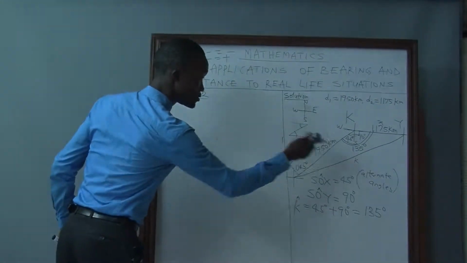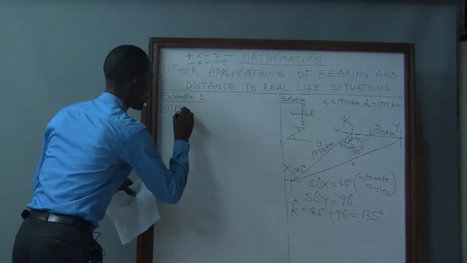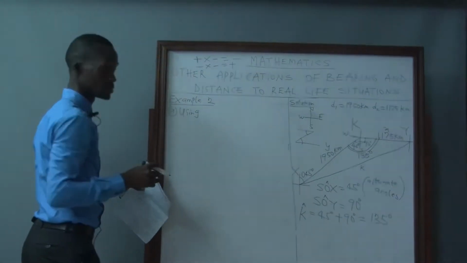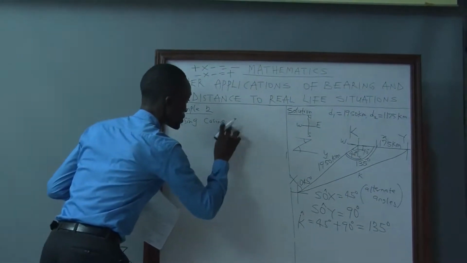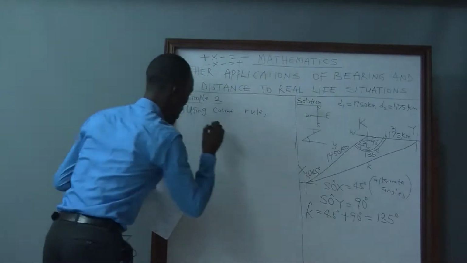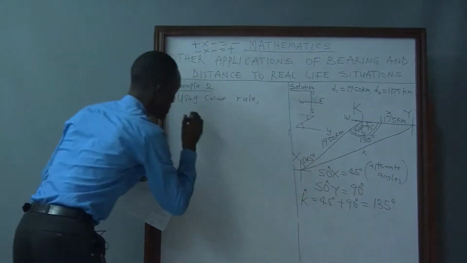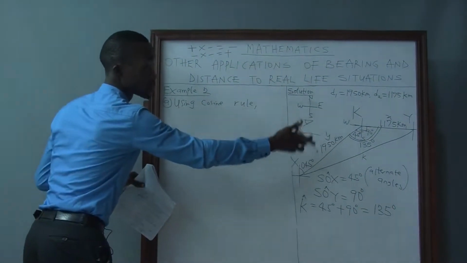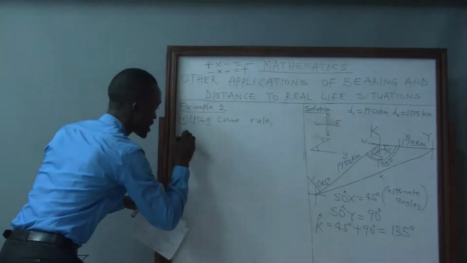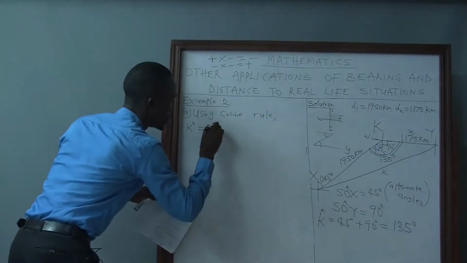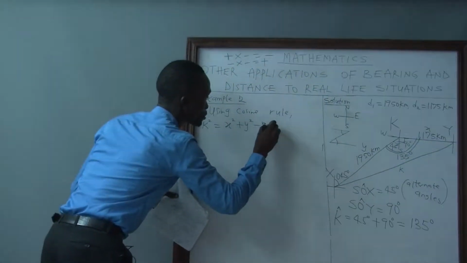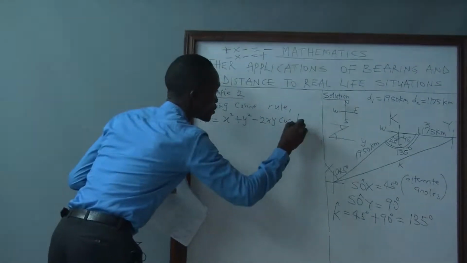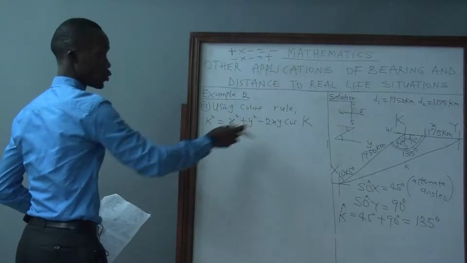So from here, by using cosine rule, we need to always state the rule we are using. It is very important. So by using cosine rule, the one we are looking for is k. So the rule will be stated in terms of k, y, and x. We have k squared, which is the one we are looking for, is equal to x squared plus y squared minus 2xy cos k. So we know what x is.